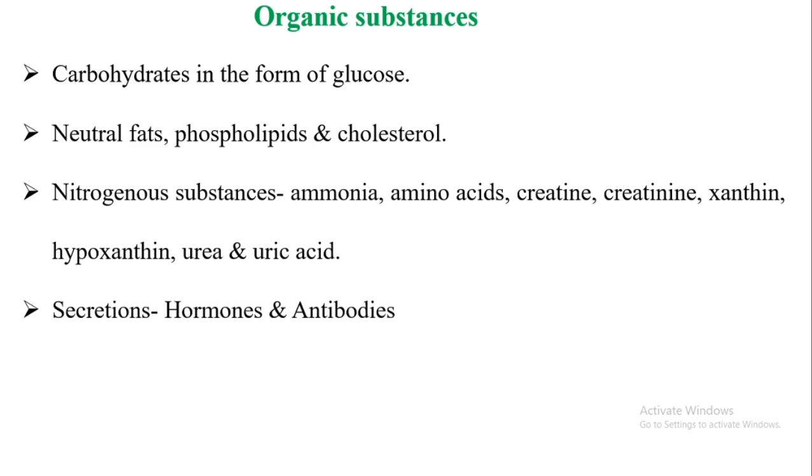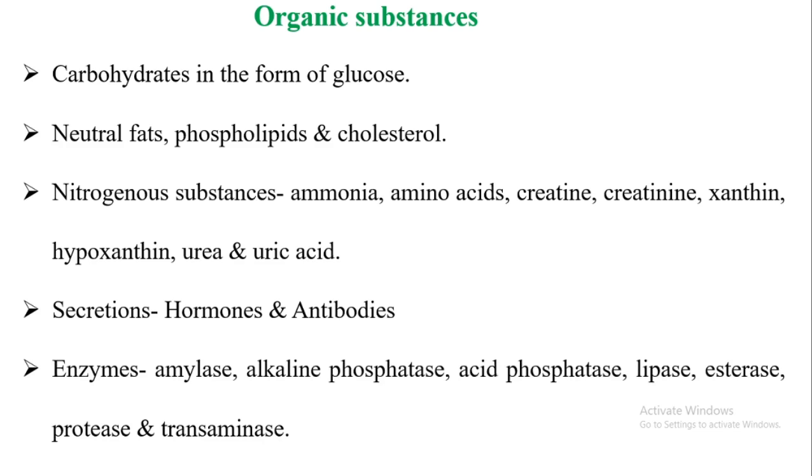Secretions are also present in plasma, because as we know the blood is a circulatory fluid which circulates throughout the body. So, it also carries the secretions of various glands like hormones and antibiotics which are secreted from various parts of the body, and they are carried to their targets. Also, enzymes are present in plasma, which are organic substances. These enzymes are like amylase, alkaline phosphatase, acid phosphatase, lipase, esterases, proteases and transaminases.